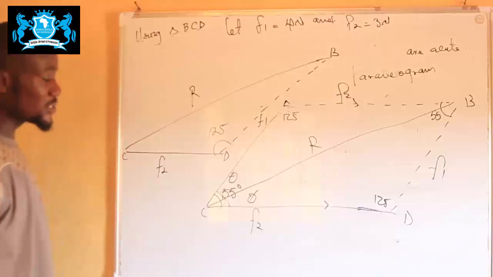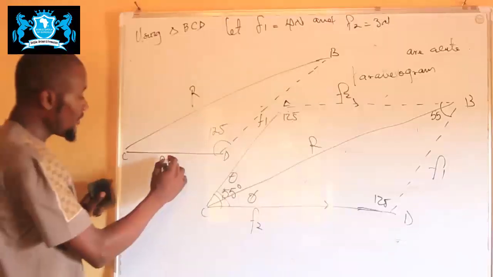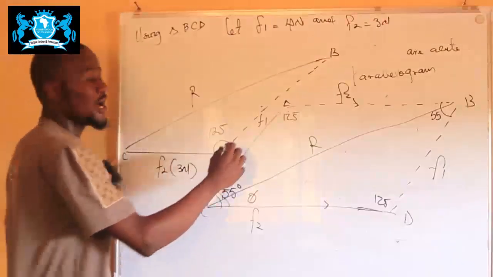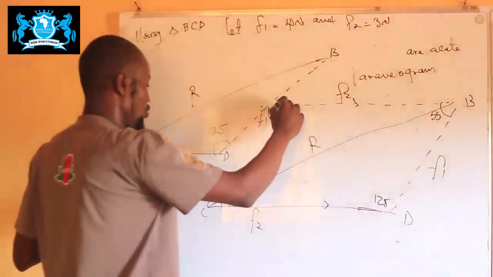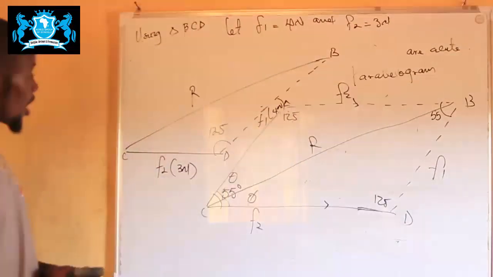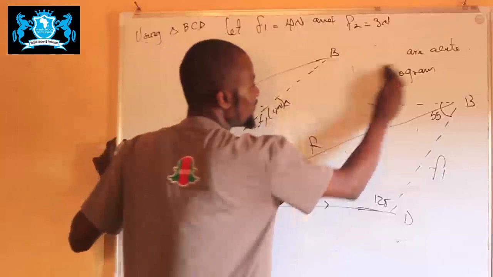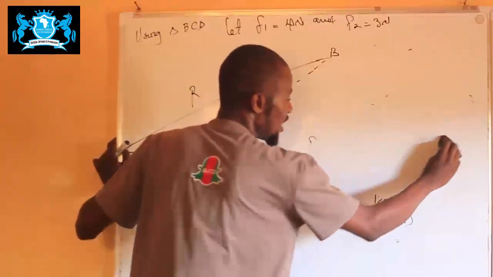Now, how can we be able to get the resultant force? We have that here is already 3 Newton and here is what? 4 Newton. Now, how can we be able to get the resultant force? I believe you can understand this pattern. Let's have the space where we can solve using cosine rule.